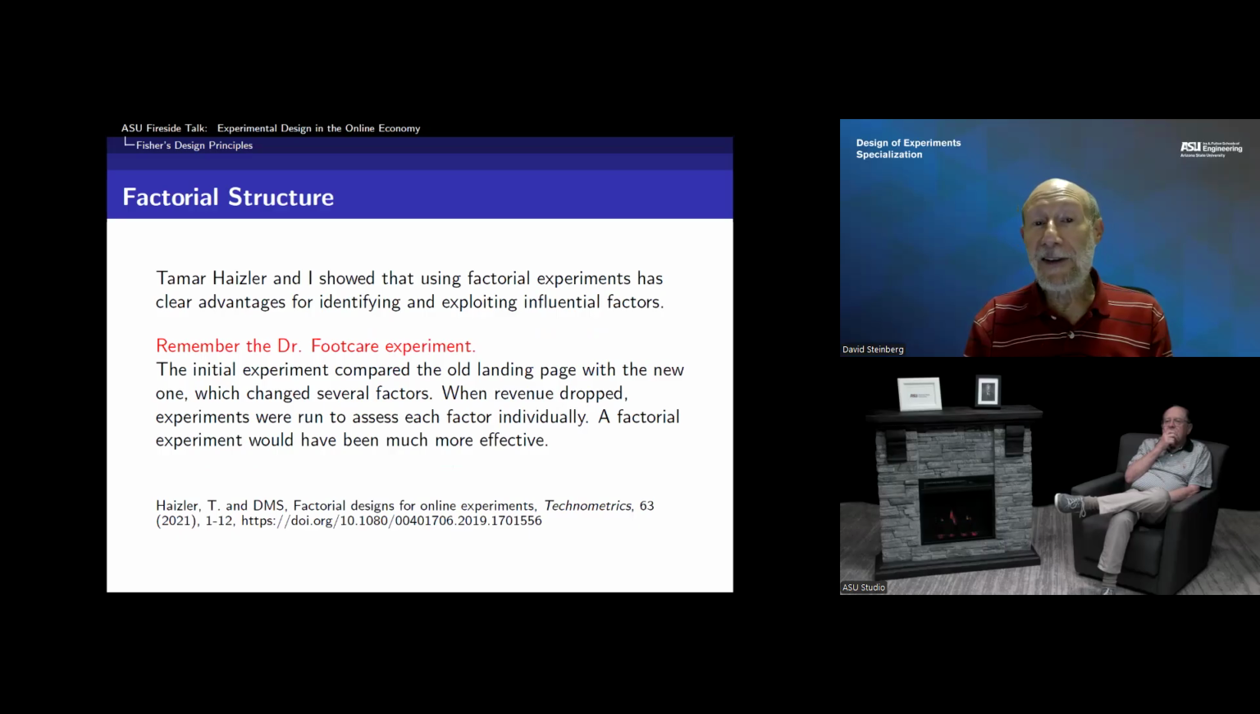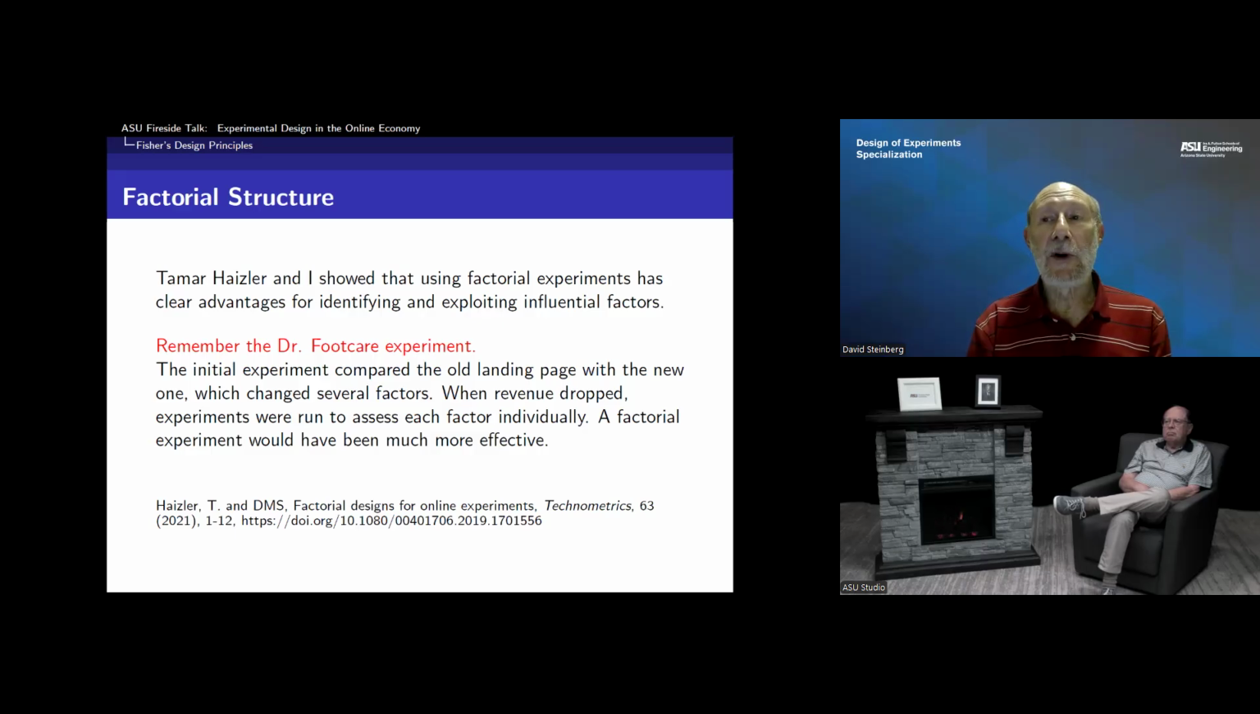One of the areas that I've worked in is specifically using factorial experiments. Together with a student of mine, Tamar Heisler, we showed that indeed in the online environment, there are very clear advantages in using factorial experiments. You can identify which factors are important. You can do it faster. You can exploit influential factors, much more efficient than trying to test everything one factor at a time, which often happens.